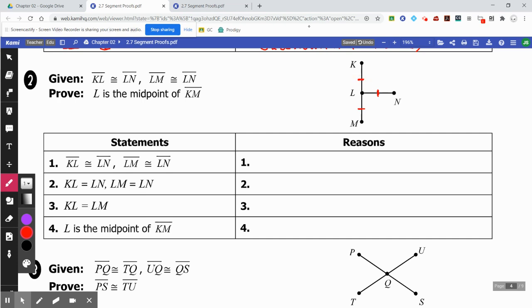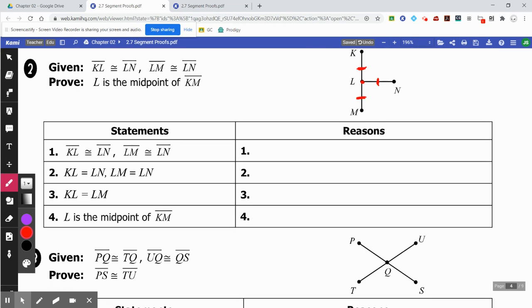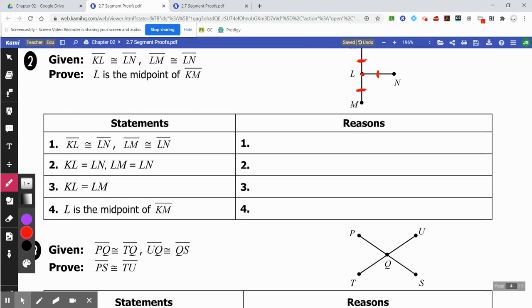Now notice what I've done there: these two are congruent, which makes these two congruent. And again, that's going to be your transitive property. So since these two are congruent by the definition of midpoint, then we know that L has to be the midpoint because those two are congruent. So let's go through this proof. It shouldn't be a very long one.